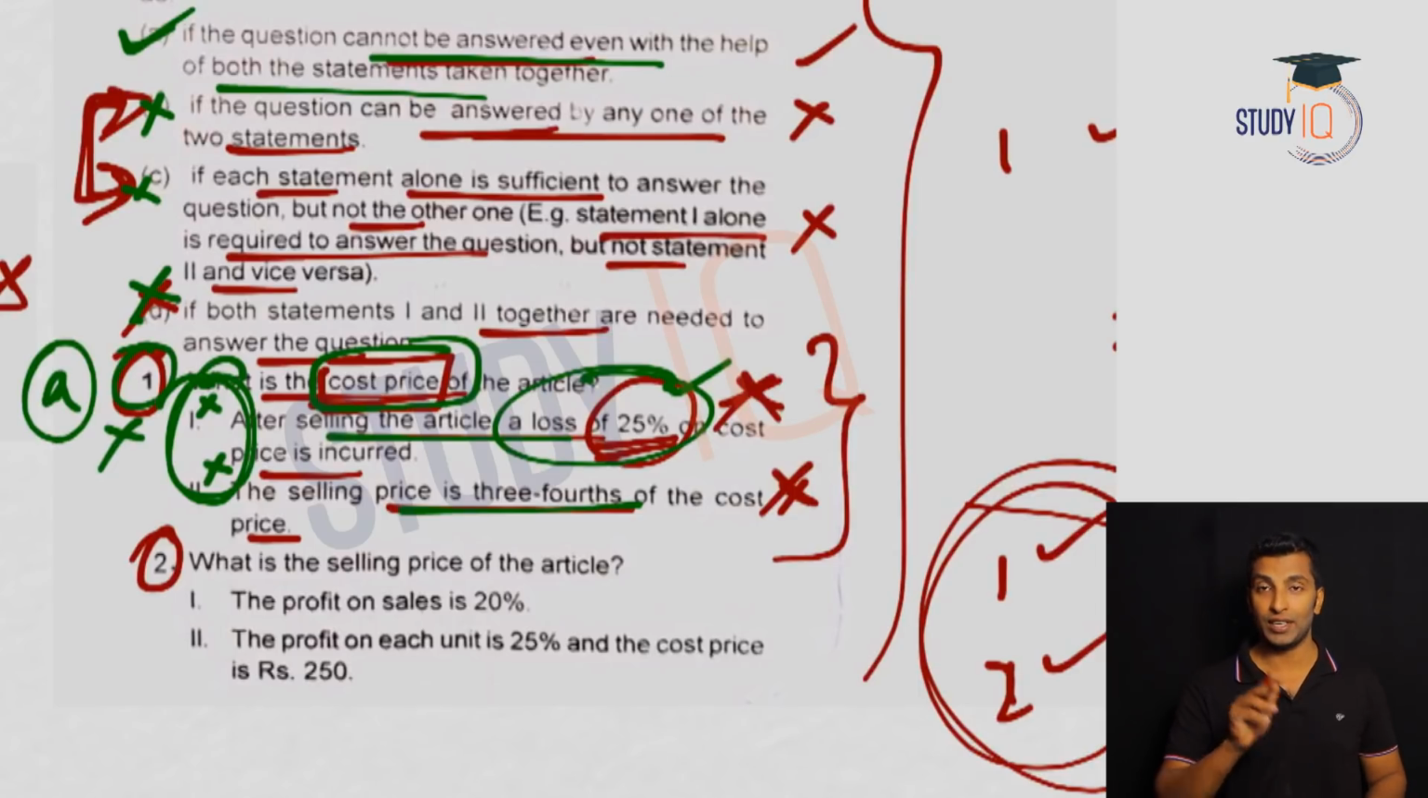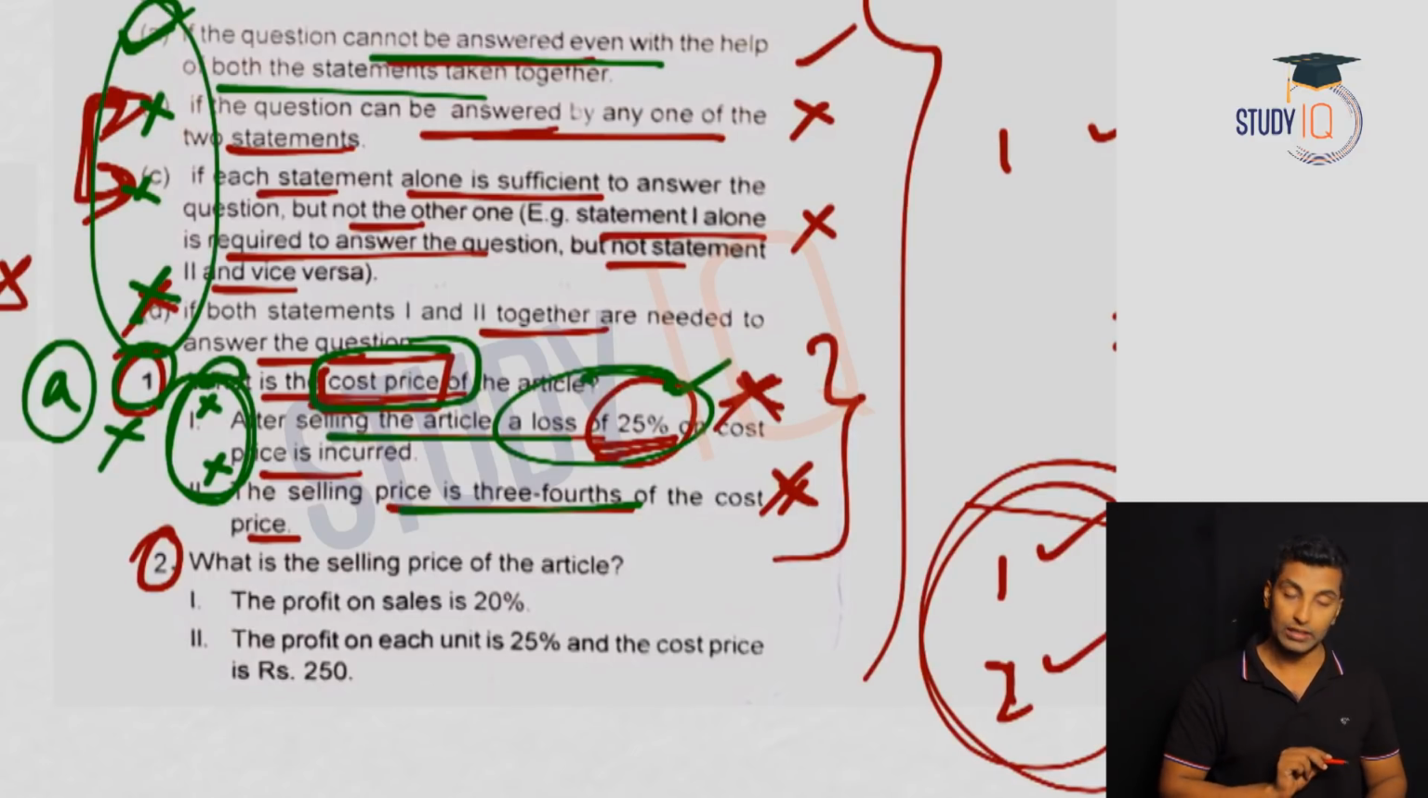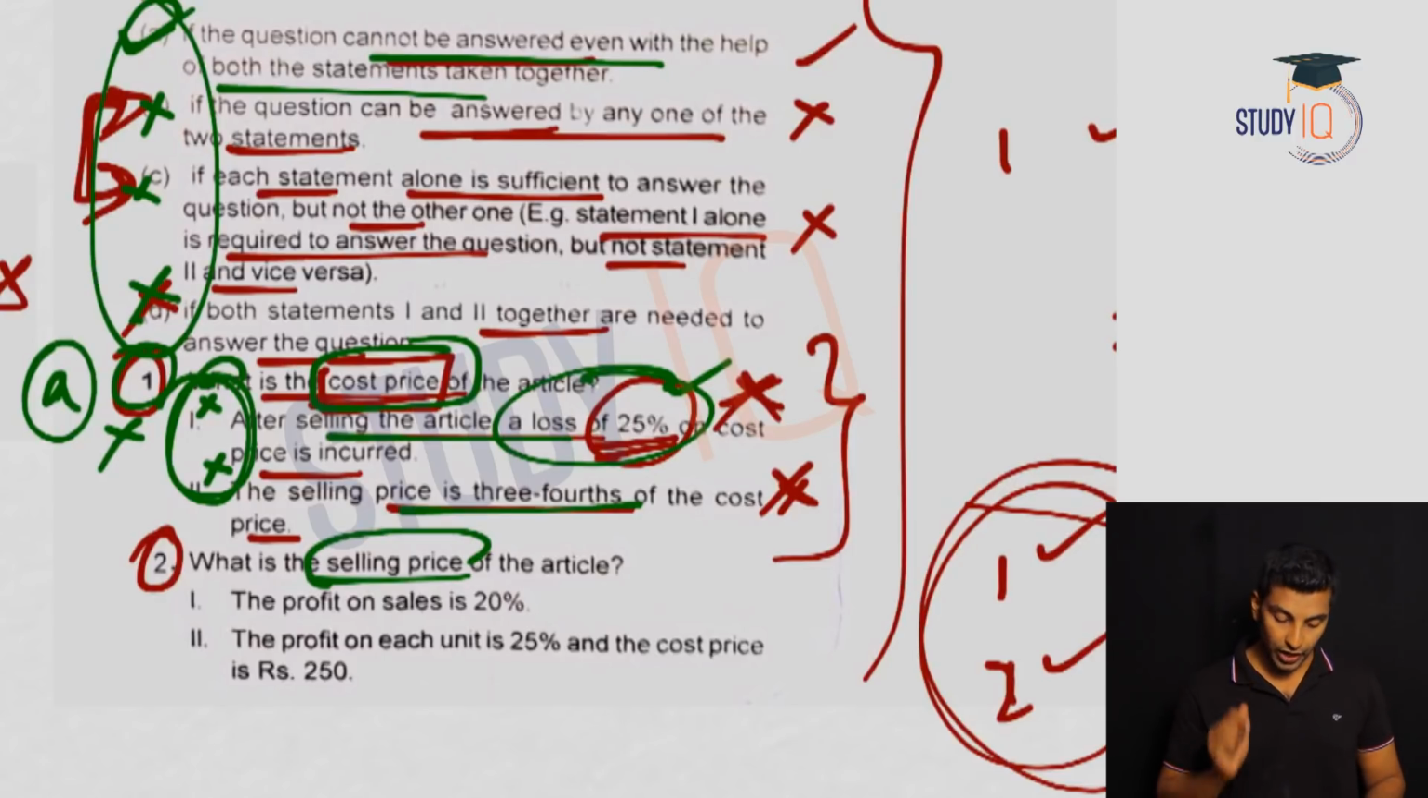Let's look at the second question. I hope you understood the logic here. The logic is completely related to the answer choices, so these choices are what's important for us. Now to solve the second question: what is the selling price of the article? We need to find the selling price. This is in rupees. Selling price is what you need to find out.